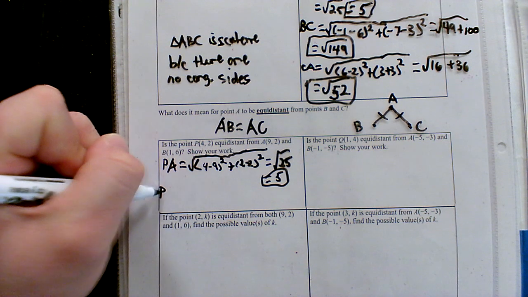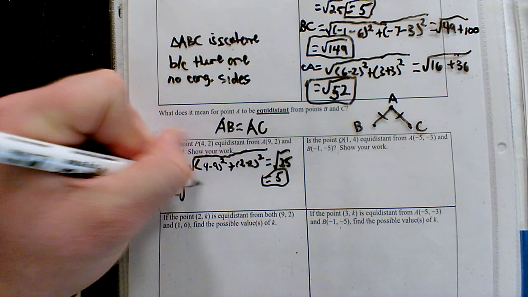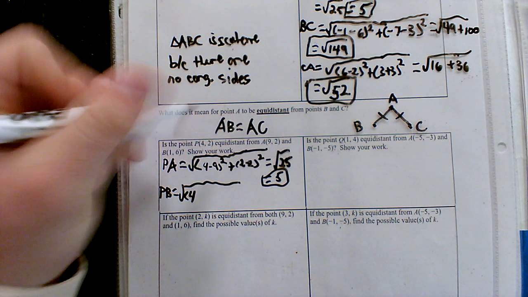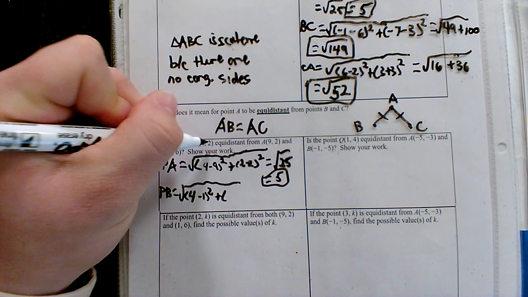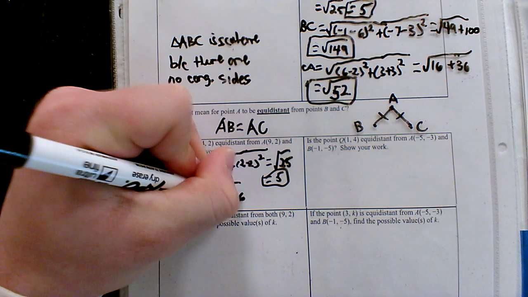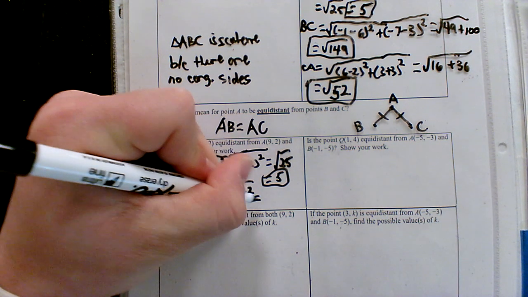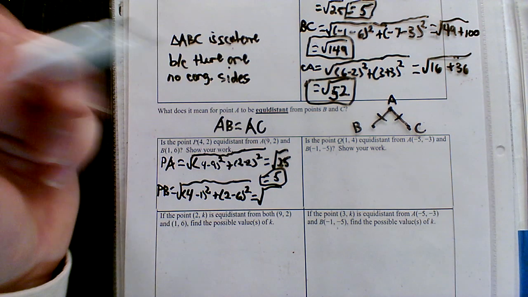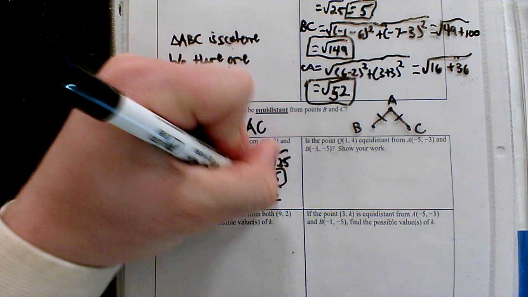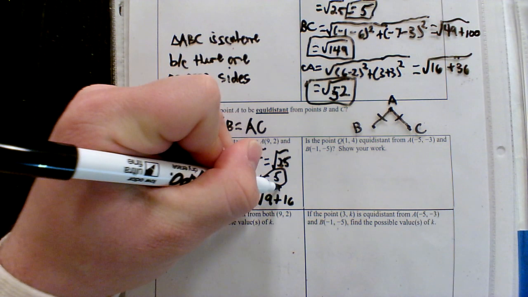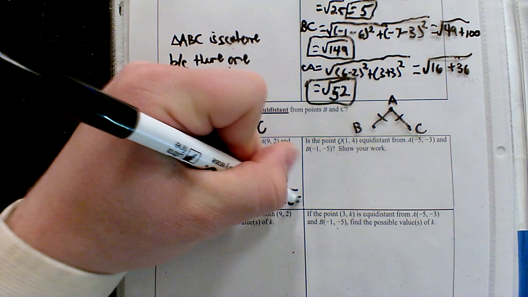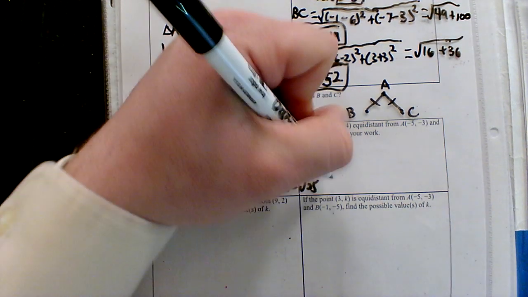Now we're going to go P to B. So 4 minus 1 squared plus 2 minus 6 squared. Well, 4 minus 1 is 3. 3 squared is 9. 2 minus 6, we get negative 4. Well, negative 4 squared is positive 16. That gives us square root of 25 again. And square root of 25 also simplifies to 5.